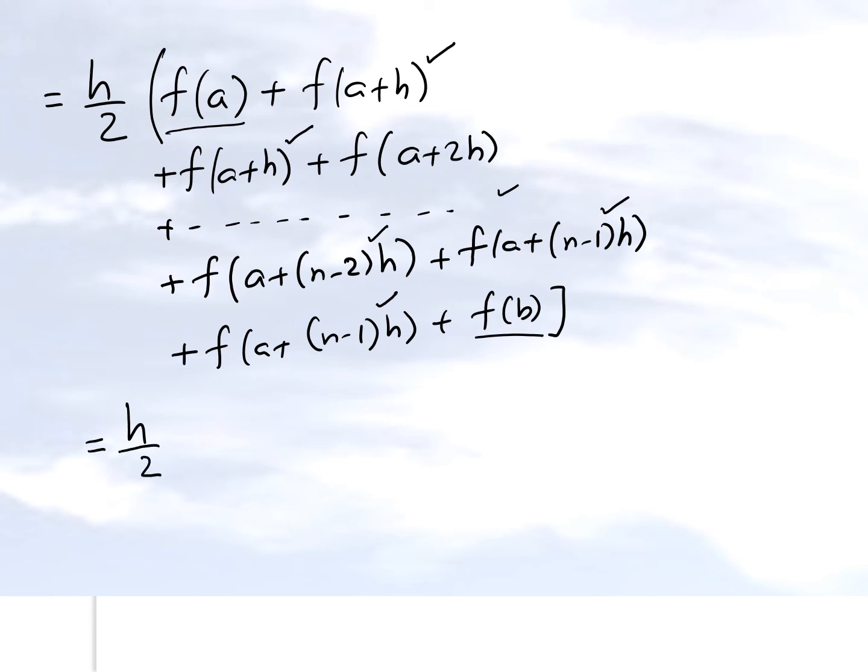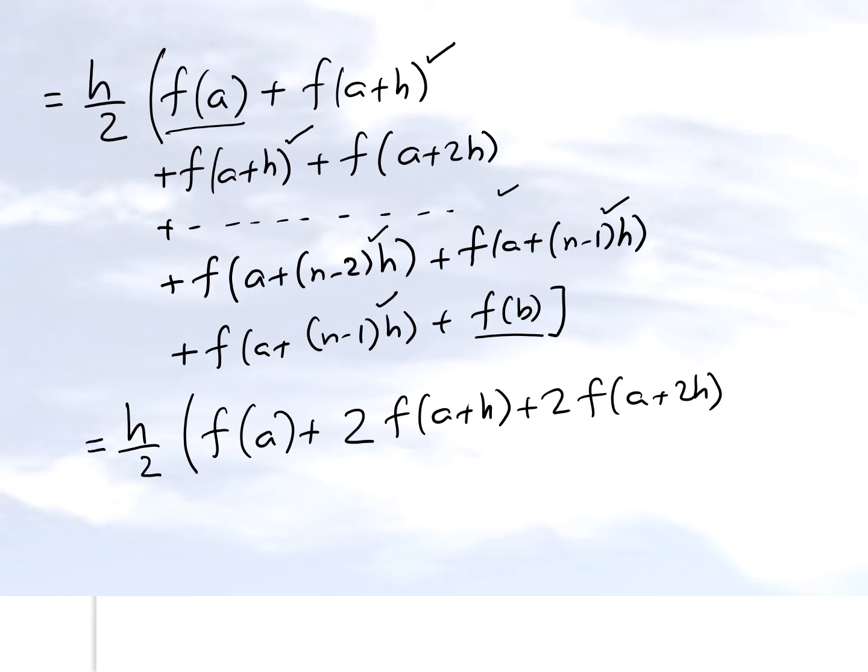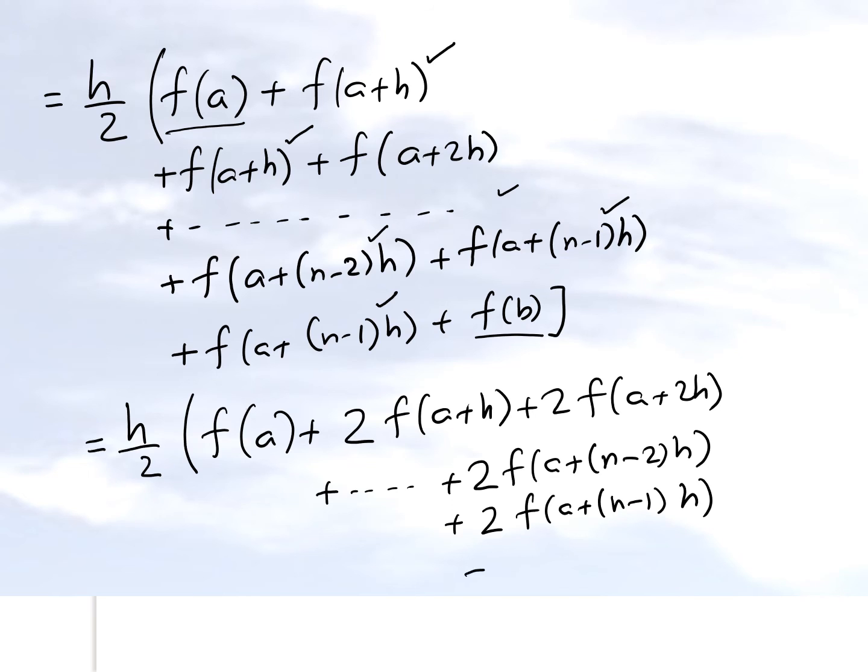We've got h by 2 times f sub a plus 2 times the value of the function at a plus h, plus 2 times the value of the function at a plus 2h, and plus 2 times the value of the function at b minus 2h, plus 2 times the value of the function at b minus h, plus the value of the function at b. So that's the expression for the composite trapezoidal rule.